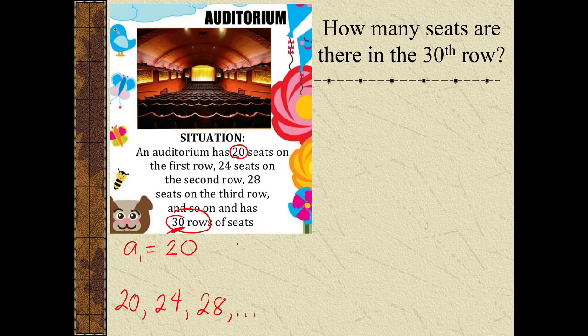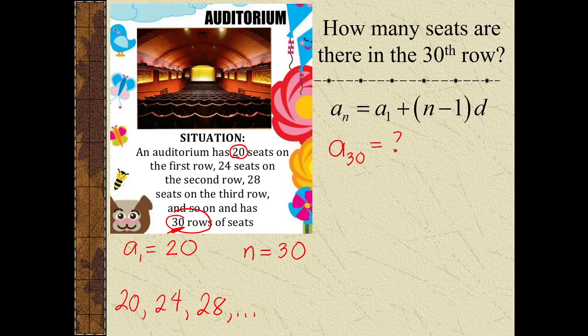That's not the last term. That's the value of N, because you have 30 rows, meaning N is equal to 30. Look at the problem: how many seats are in the 30th row? Are we looking for S or A sub 30? We are looking for A sub 30. So the problem is how many seats are in the 30th row.